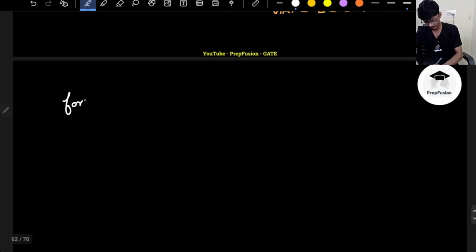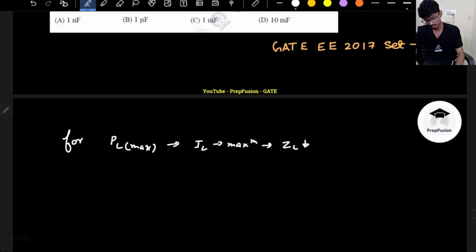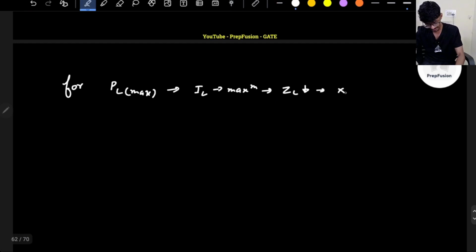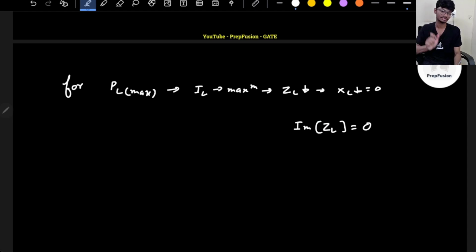So I will write for PL max, the current has to be maximum. That is, my impedance has to be minimum. Obviously I cannot vary the R, the real part is constant, I can vary the imaginary part. So my XL has to be minimum, that is XL equals 0. That is the load reactance. I'm not talking about the inductance, I'm talking about the load reactance. So this is my condition basically for maxima: the imaginary part of ZL must be 0.